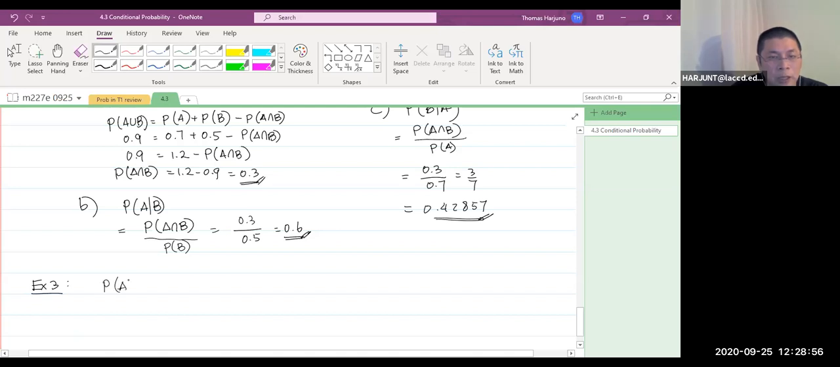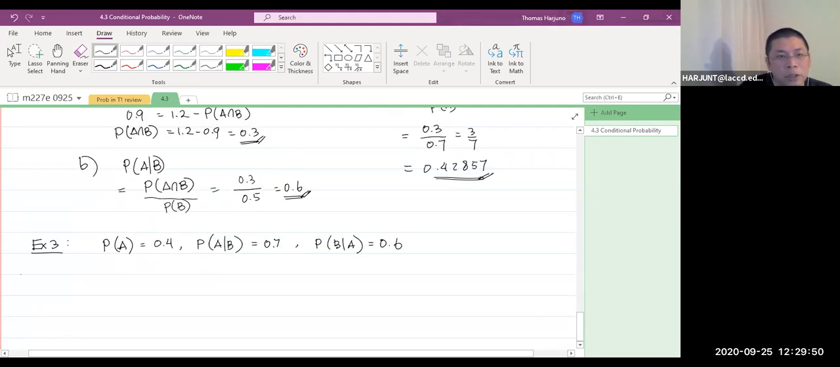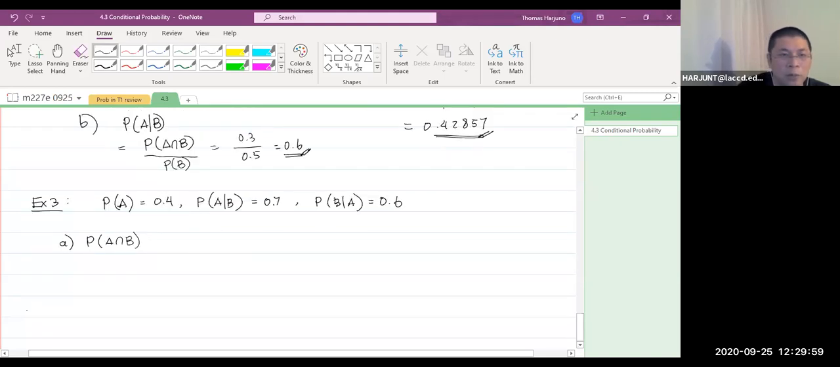Suppose I give you the probability of A equals 0.4, the probability of A given B is 0.7, and then the probability of B given A is, let's say, 0.6. Let me make sure I get it right first. Yeah, I think it should be okay. Now, the first question is, what's the probability of the intersection? In fact, of the next couple of questions we have here, part A is actually the hardest one.